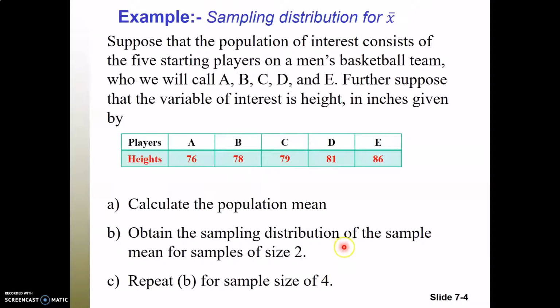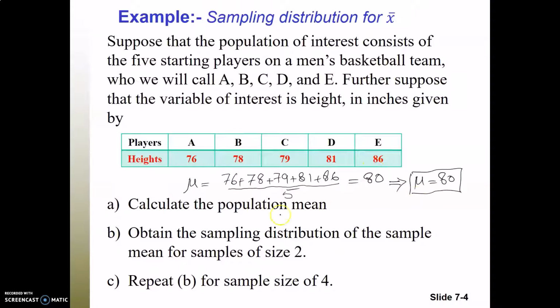So I ask you to pause this video and do the computation. At least you can do this one. Calculate the population mean. How can you do that? You add all these values and divide by the total number of observations. Pause this video and see what answer you get. So if you have done this calculation, the population mean comes out to be 80.